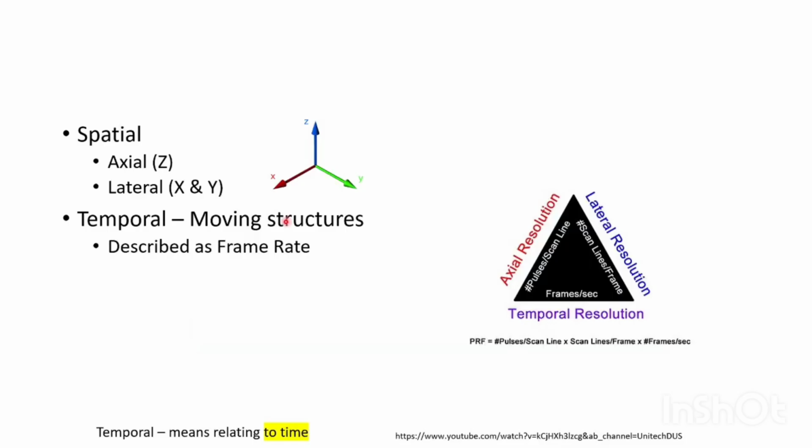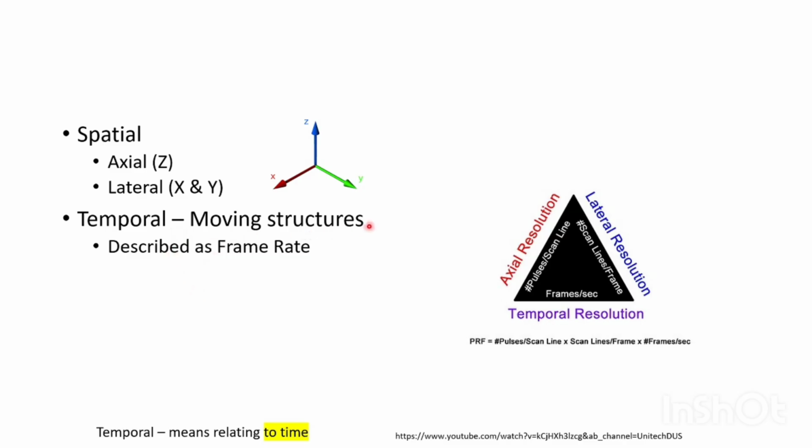So considering echo, there are various types of resolution. That is, we have the spatial resolution as well as the temporal resolution. Spatial resolution is in three dimensions, the axial and the lateral. The axial is the Z axis and the lateral is the X and Y axis. So in all these planes, how much the resolution is, that is what we call the spatial resolution. And this generally denotes the static image resolution. But when the structure is moving, the resolution we get with that moving structure, we call that the temporal resolution.